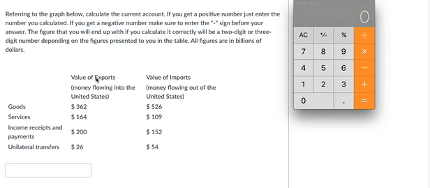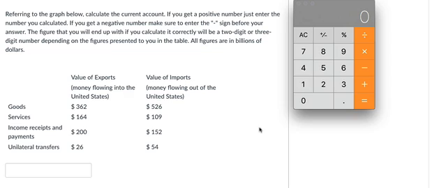Okay, in this question it says, referring to the graph below, calculate the current account. Now, if you get a positive number, just enter the number you calculated. If you get a negative number, make sure to enter the minus sign before your answer. Now, the figure that you'll end up with, if you calculate it correctly, will be a two-digit or three-digit number, depending upon the figures presented to you in the table. All figures are in billions of dollars.